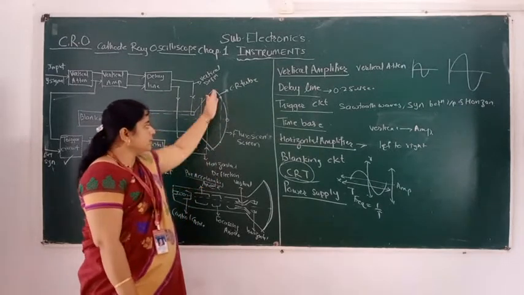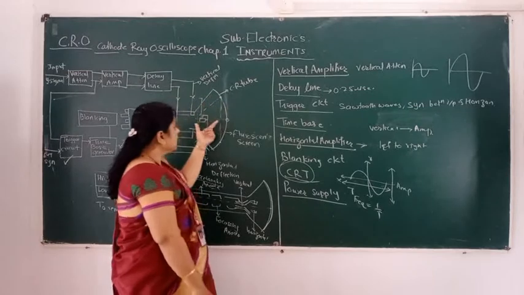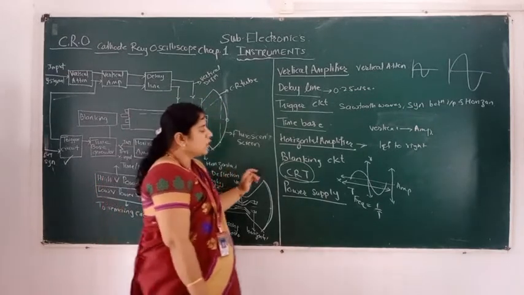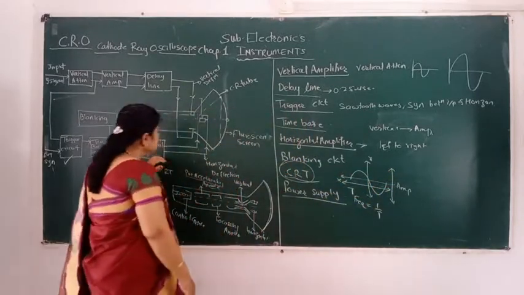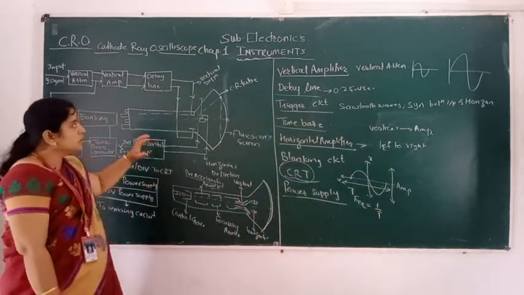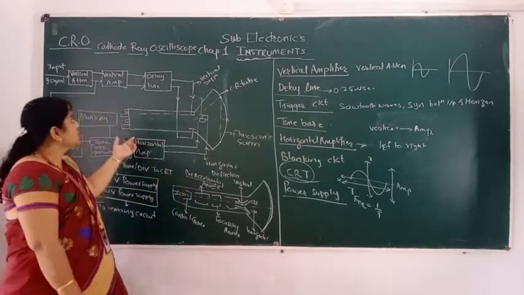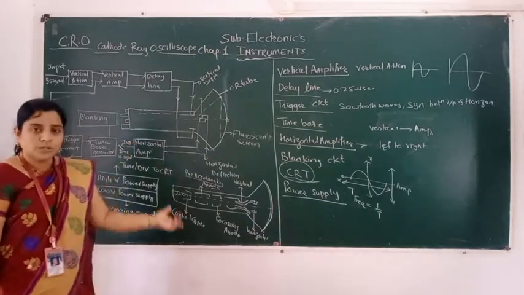So that we can measure up and down, which means what? It is a vertical signal, and left and right means what? It is the horizontal signal. So we can observe vertical as well as horizontal signals. Okay. So this is the cathode ray oscilloscope, CRO. What are the applications? Why is the CRO used?